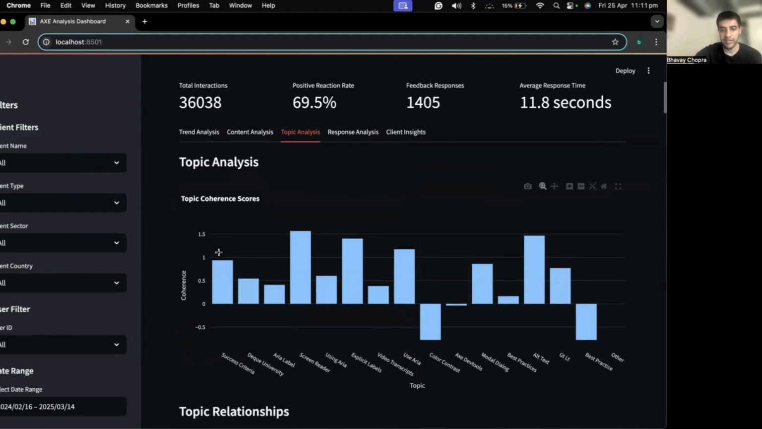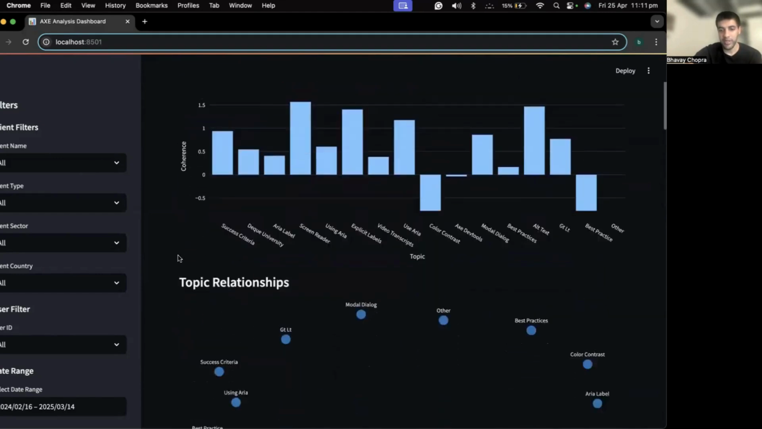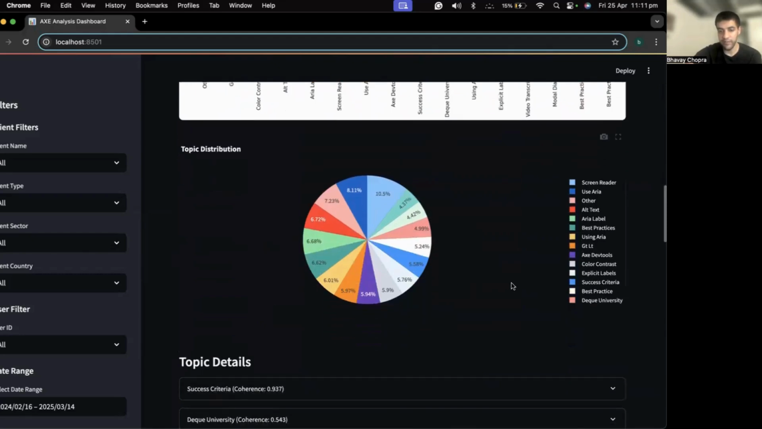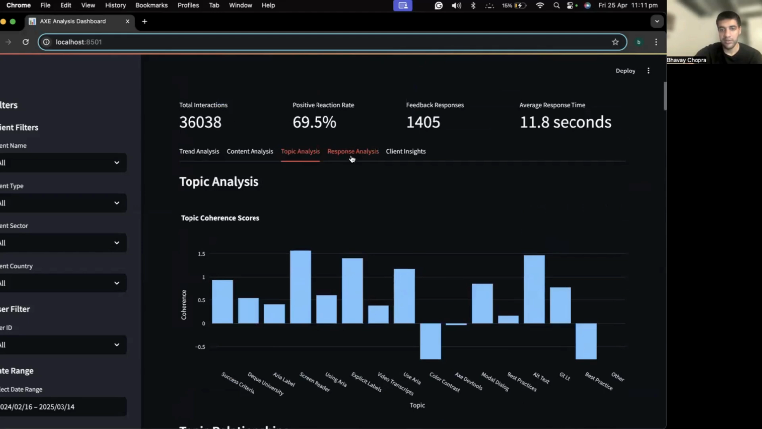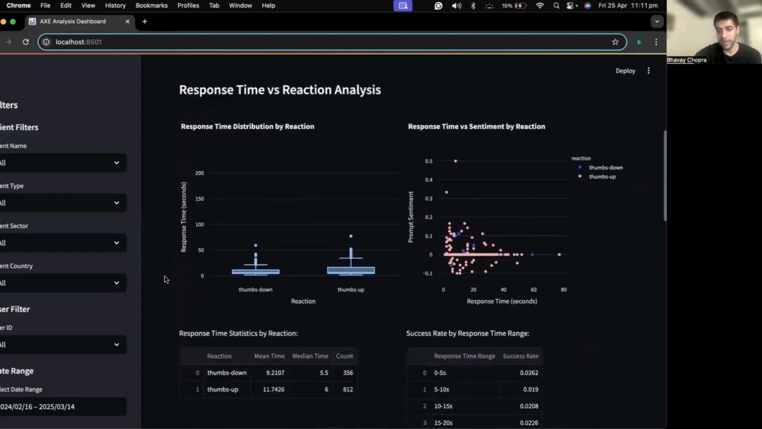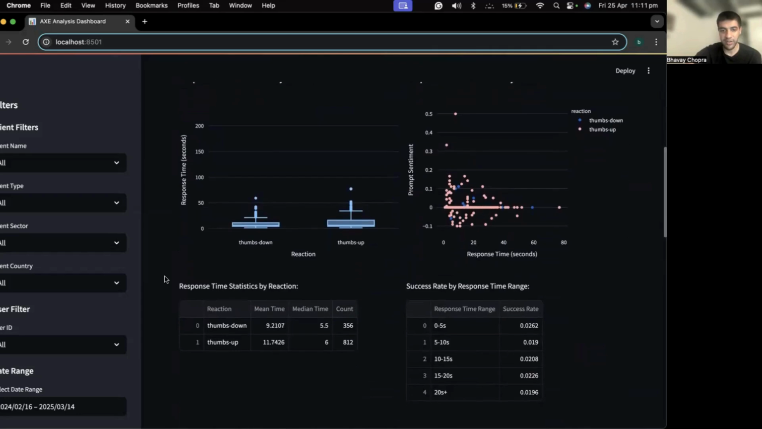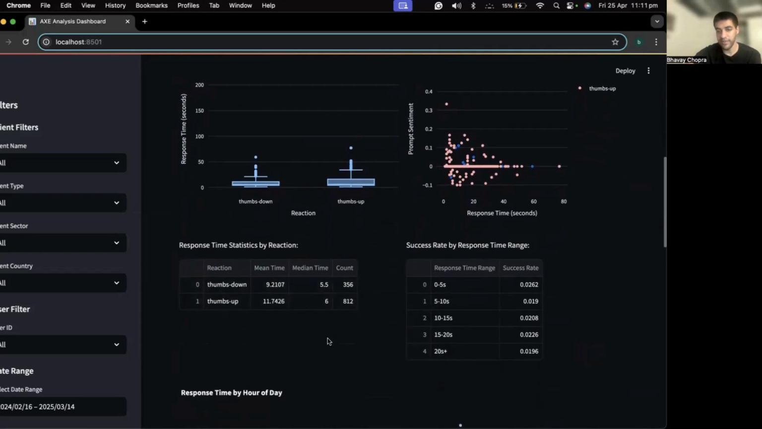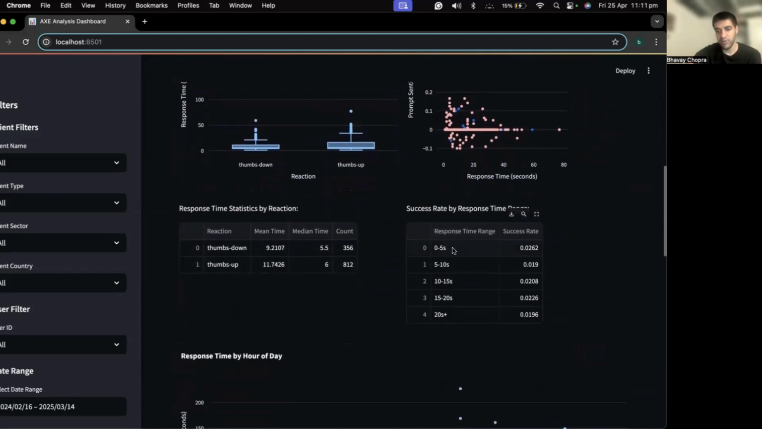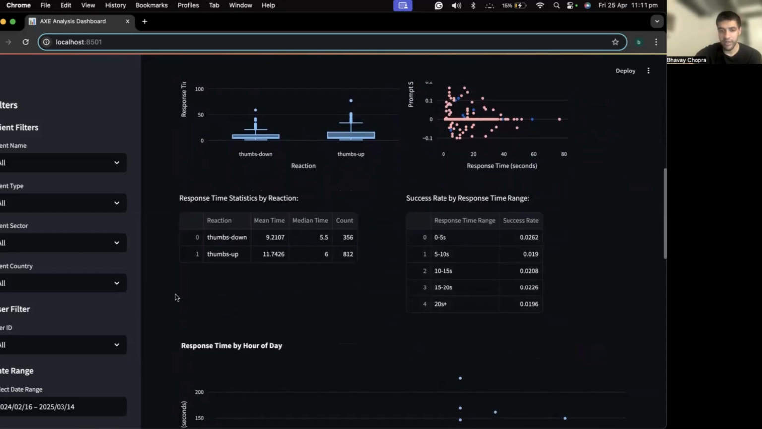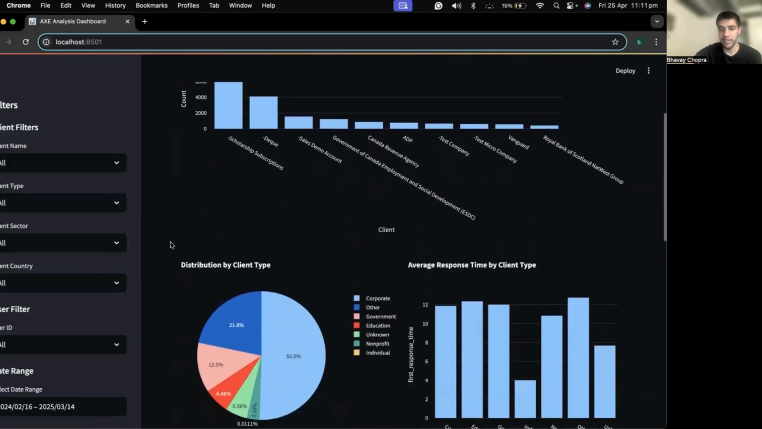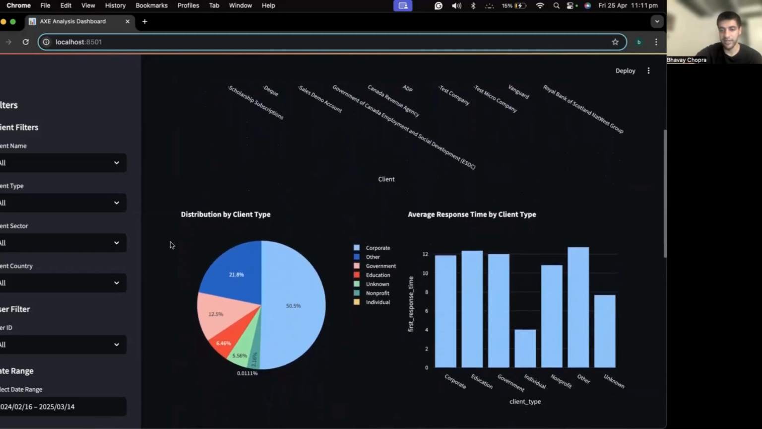Here is a topic analysis. These were the topics that the users were asking about. This is the distribution of what it looks like. Let's also look at the response analysis. Here is where we analyze the response times as mentioned earlier. You can see the mean time and the median time for thumbs up and thumbs down reactions and the count for it as well, and the success rate also by response time range. So there was not much to see here. And this is the graph of the client analysis.